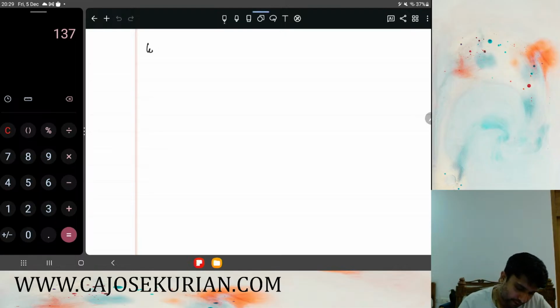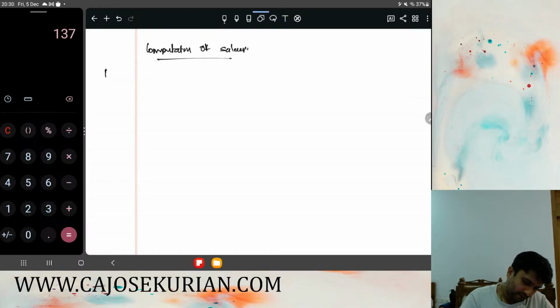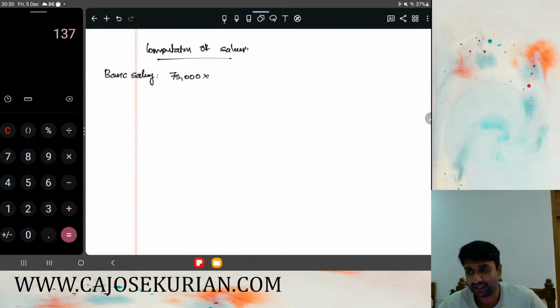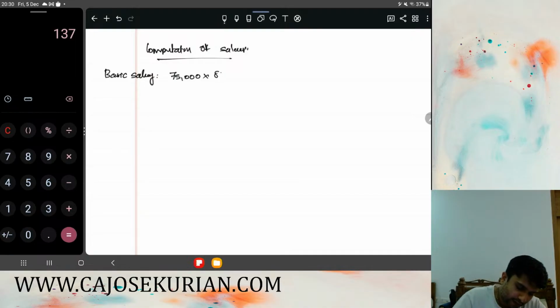So we can write a heading: computation of salary. Basic salary is how much? 75,000 per month till 1st December. So 75,000 per month till 1st December means how many months are there? April, May, June, July, August, September, October, November, right? 8 months are there. Then December, January, February, and March, 4 months, his salary is 85,000. So 8 months plus 85,000 is his remaining salary into 4 months.